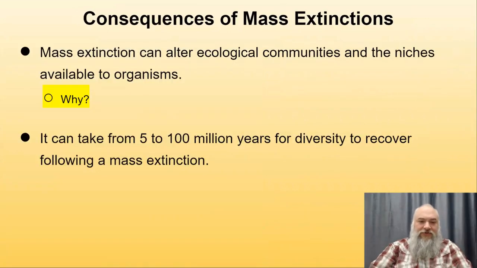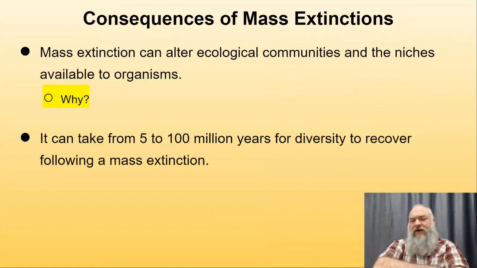Anyway, so consequences of mass extinctions. Mass extinctions can alter ecological communities and the niches available to organisms. Can you tell me why or how that might be the case? Pause the video and think about it. Yeah, so you've got mass extinctions. You can wipe out whole groups and whole populations in different areas, which is going to open up new niches to competition.